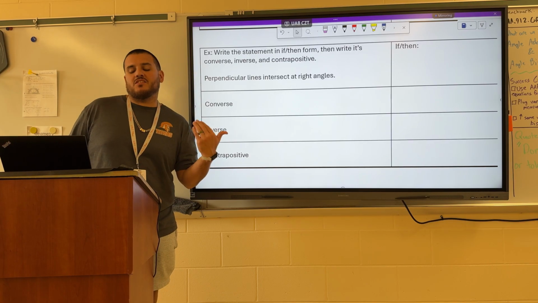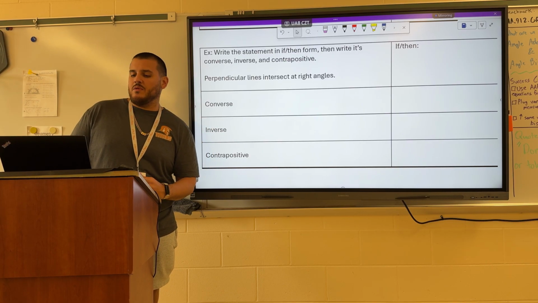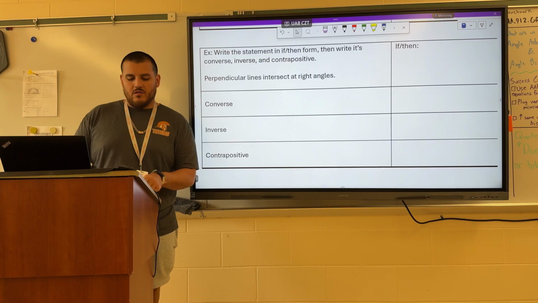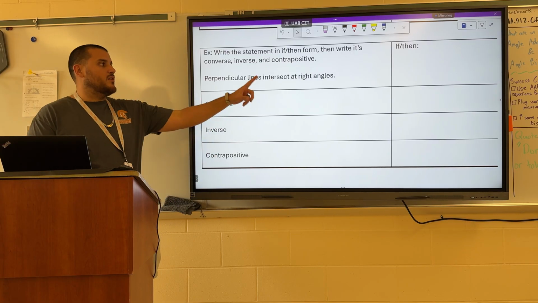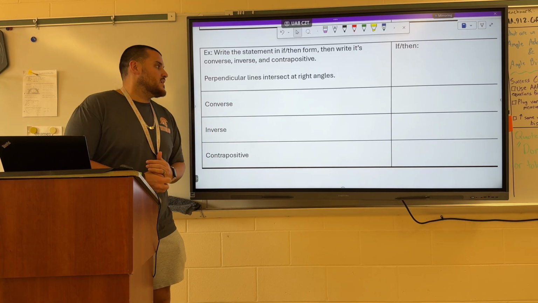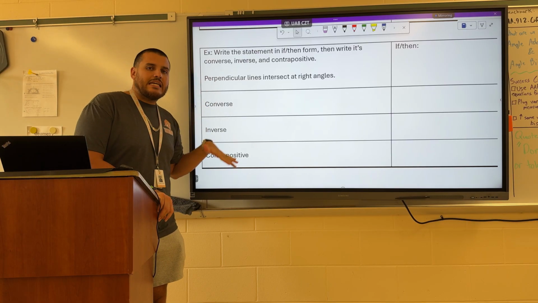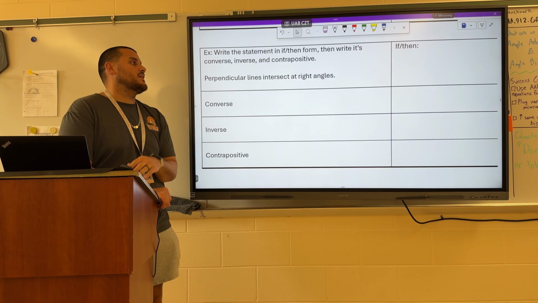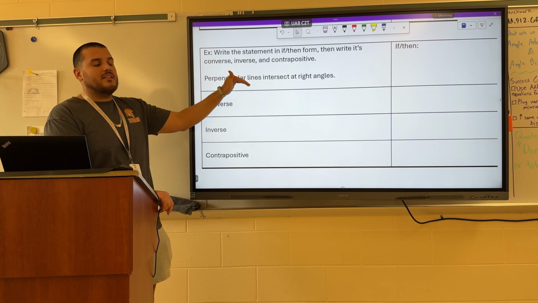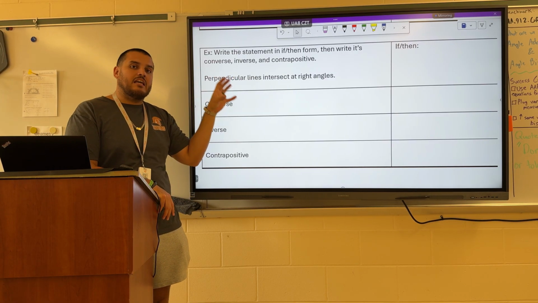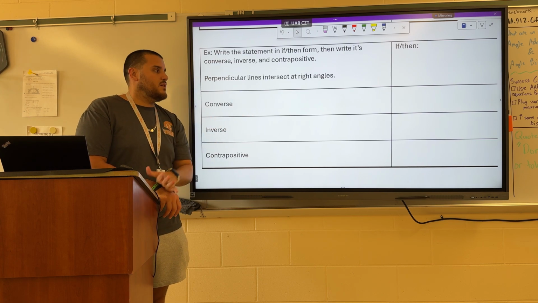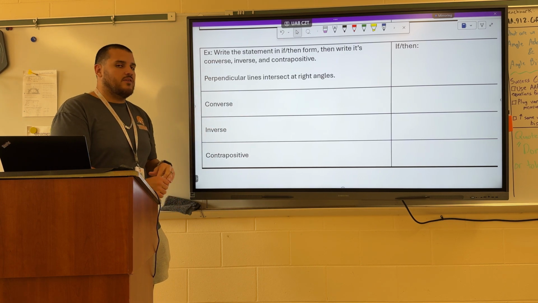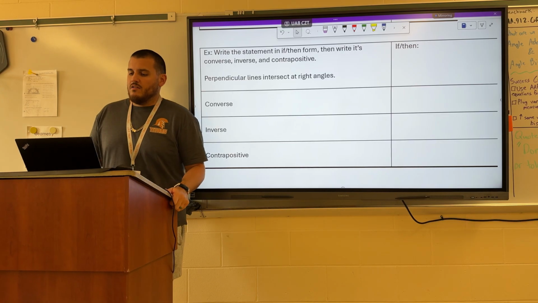We now have a chance to write all of our conditional statements when given a statement to start with. So we have a statement here, perpendicular lines intersect at right angles. This is not something we've officially learned yet in geometry, but it is extremely important. Perpendicular lines do intersect at right angles. We're going to make this a conditional statement by putting it in if-then form. Remember, that's what makes a statement conditional. And then we'll write the converse, inverse, and contrapositive for it.